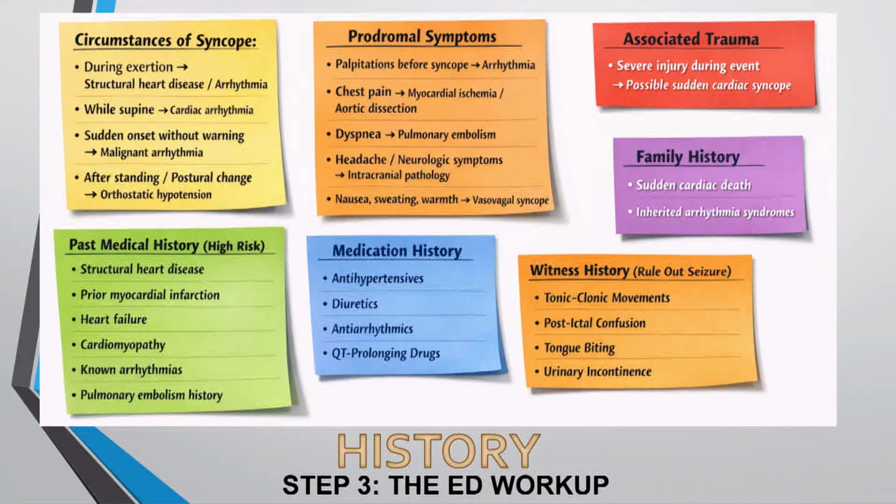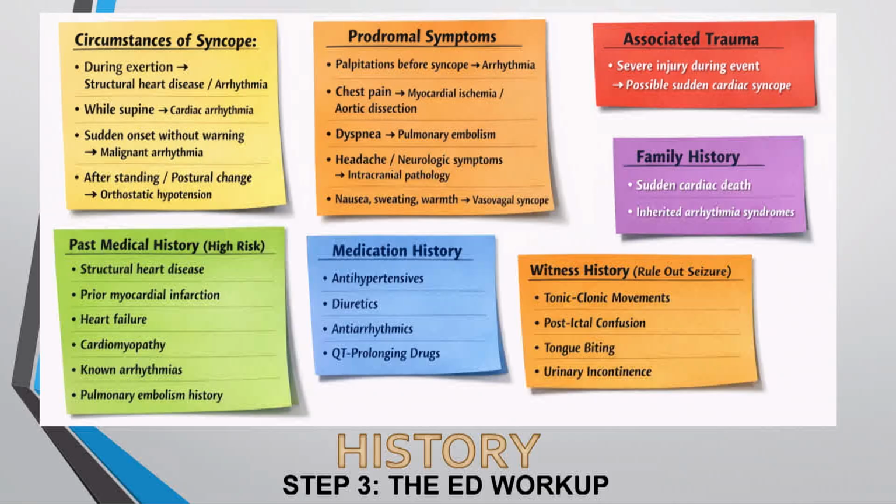So can a good history supplement your investigation? Yes. So what are the things you can ask from the history? What was the circumstance of syncope? How did the syncope actually happen? Was it during exertion? If it was during exertion, it could mean an underlying structural heart disease, arrhythmia or something. Was it while supine? Because with cardiac arrhythmia, the syncope most commonly happens while the patient is in supine position. Was it sudden onset without any warning signs? Was it after prolonged standing?